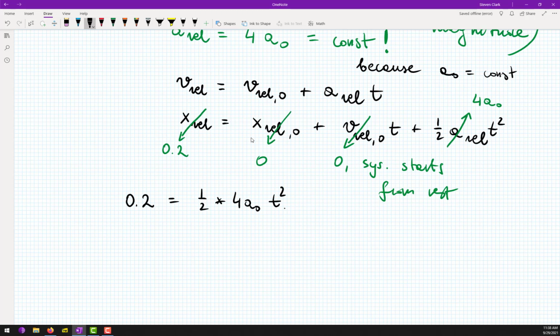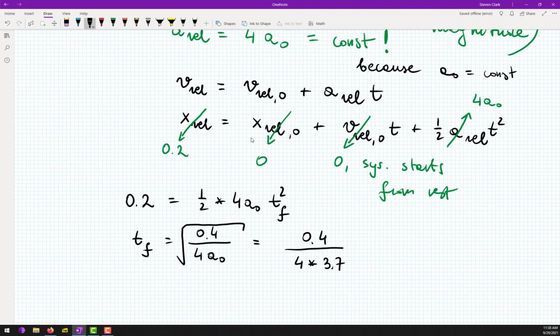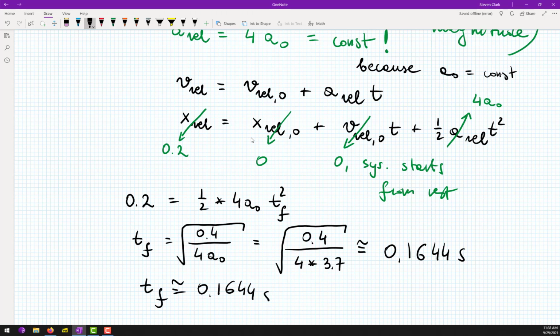So we basically have 0.2 equal to 1/2 times 4a0 t squared. Let's say t final. So t final will be the square root of 0.4 divided by 4a0. Plug in values: 0.4 over 4 times 3.7, if I remember correctly. Grab your calculators and obtain that this is approximately 0.1644 seconds. This is the time needed for displacement 0.2 in relative motion.